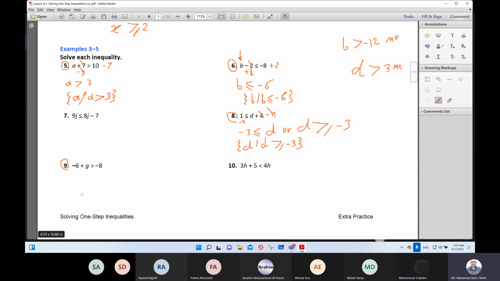Okay, listen to me, please. To solve this inequality, we must know what is the value of the variable. This is the variable. So to know the value of the variable, we must keep the variable alone on this side. To keep the variable alone on this side, we must remove the number.